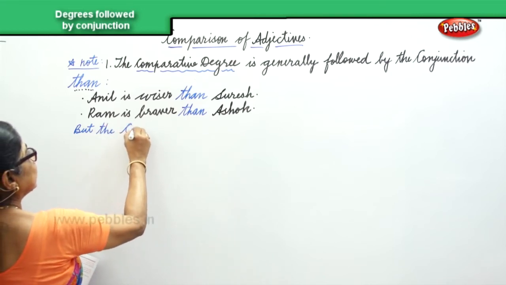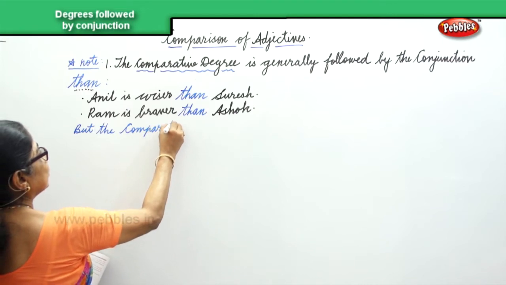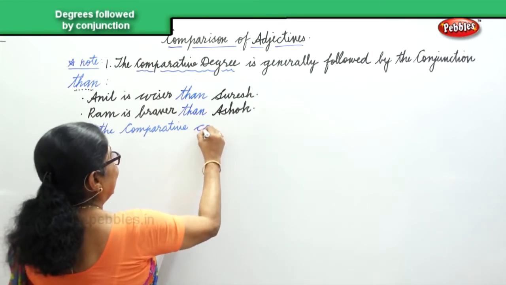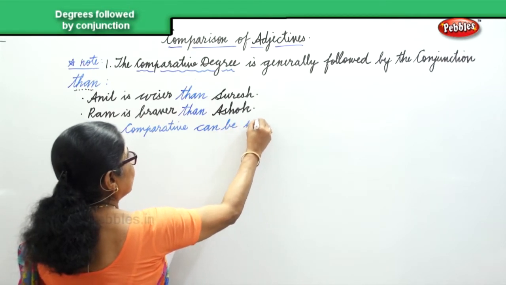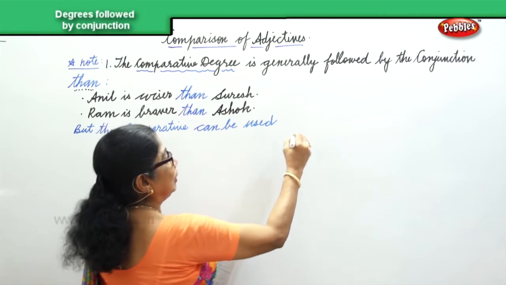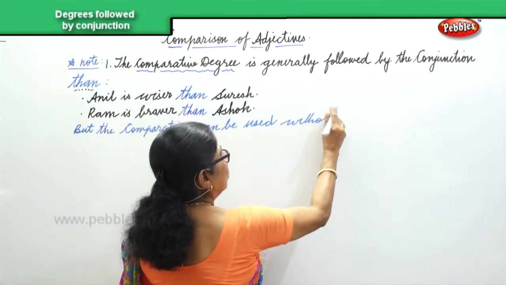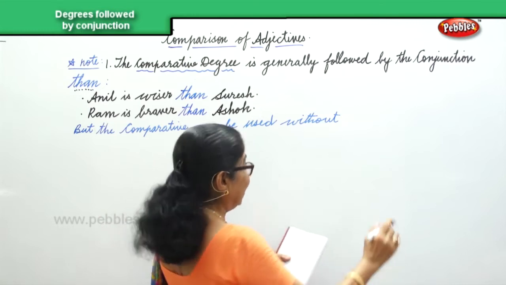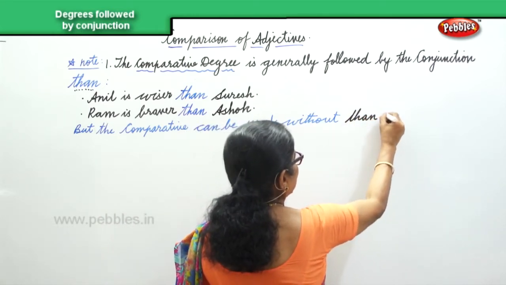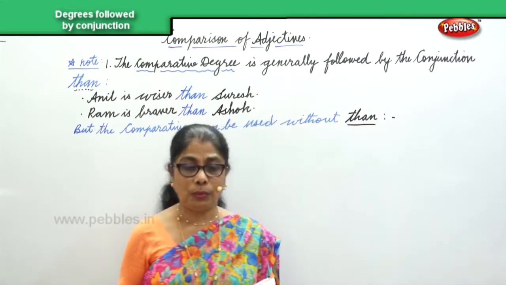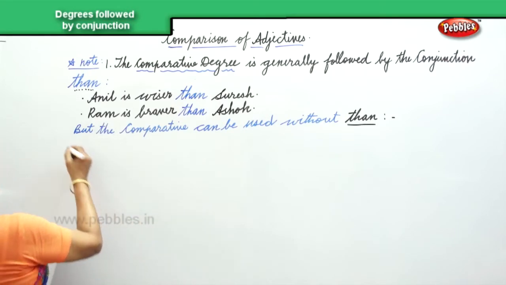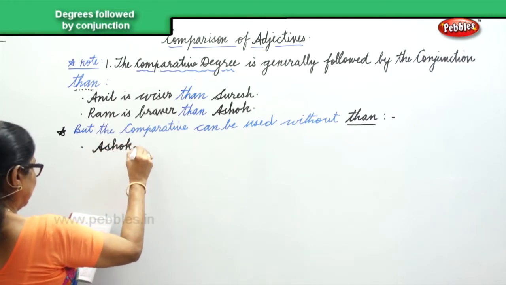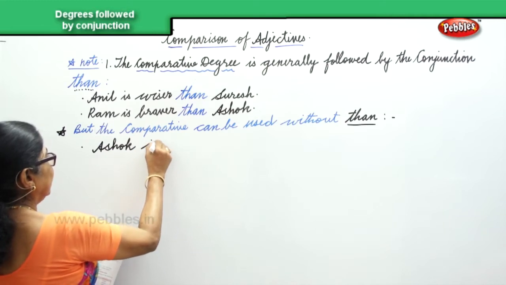But the comparative can be used without than. That's what we are going to see. Okay? We're going to look at that, without than. Now, first sentence, Ashok is taller.